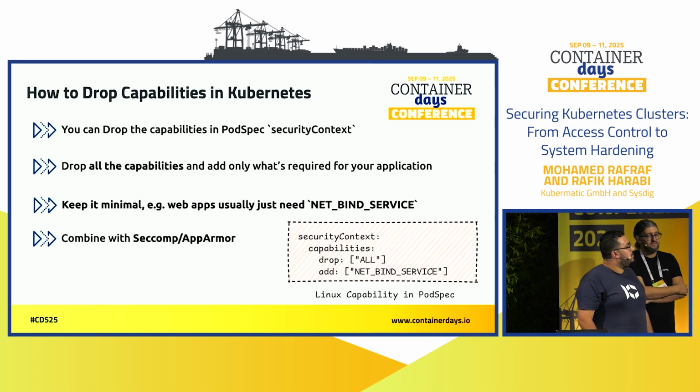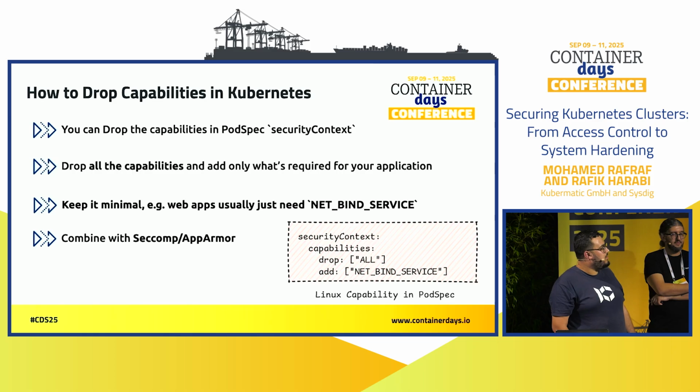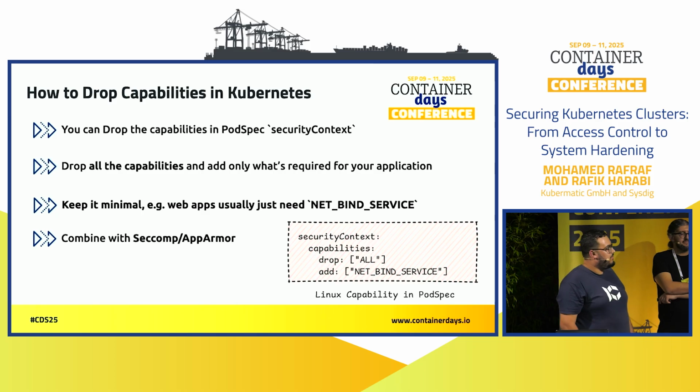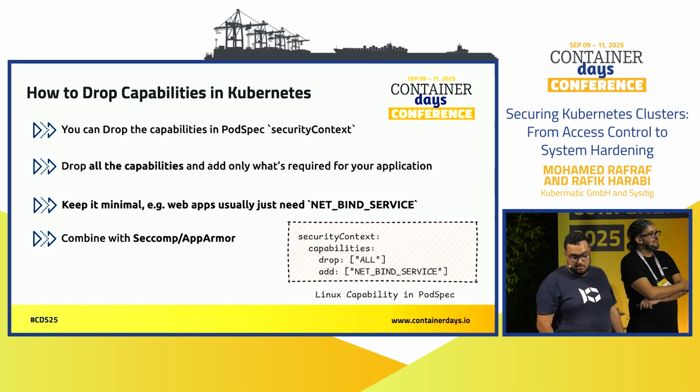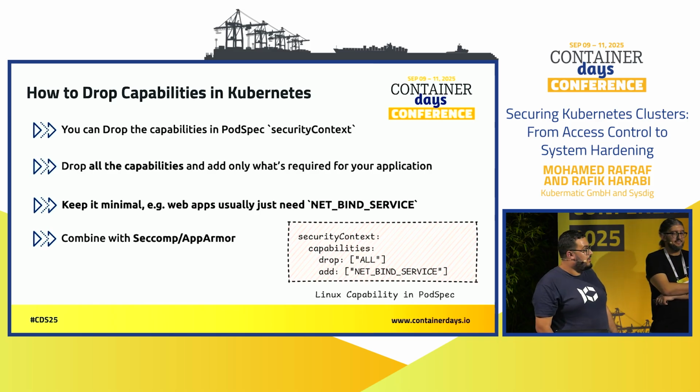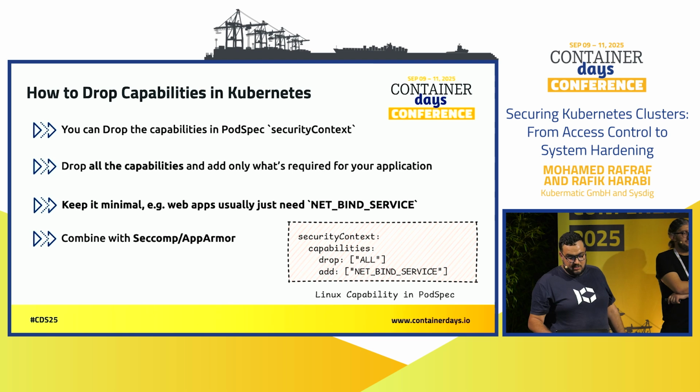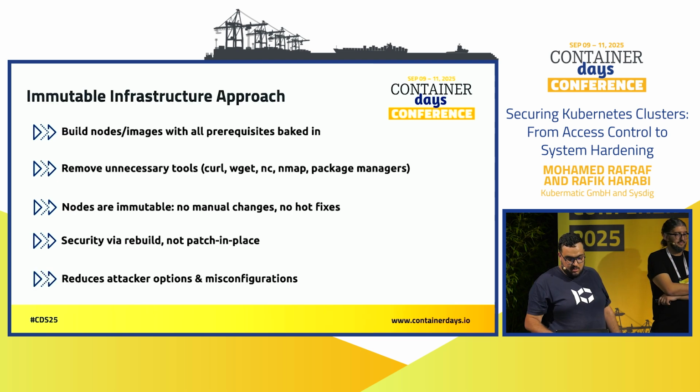As you can see in the example, we have web apps, which usually use NET_BIND_SERVICE. This capability is used just for binding ports for your server. Combining Linux capability dropping with seccomp and AppArmor will make our system, or our Kubernetes cluster, safe, even if our application is vulnerable or the attacker compromised our application.